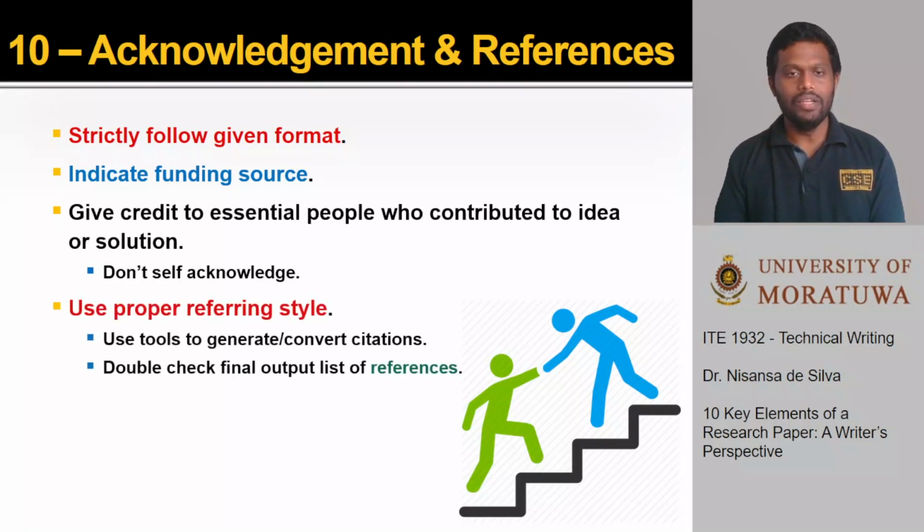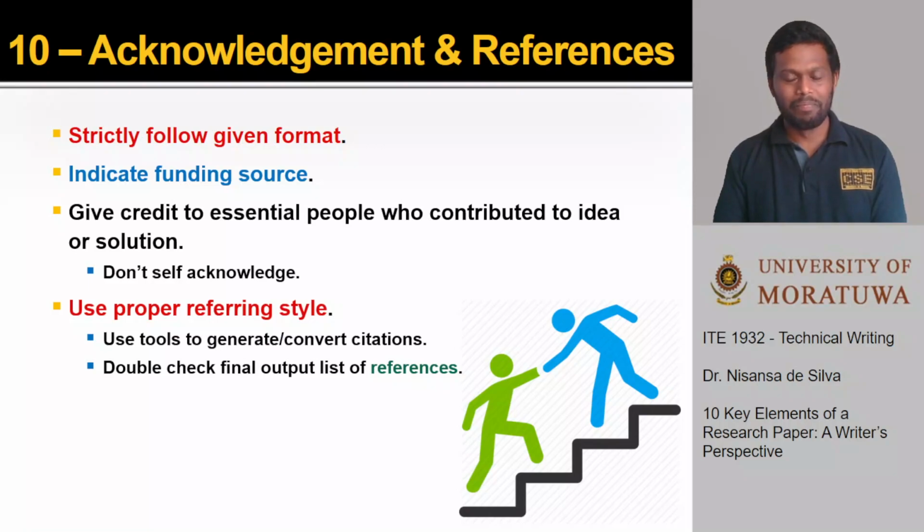In referencing, you need to use the proper referencing style. You can use tools that we discussed in the citations lecture to generate or convert citations. You need to double check the final output of references that you have. And again, if you are using something like LaTeX, it should be a very easy task to handle. So those are the 10 points that are essential for writing a paper.